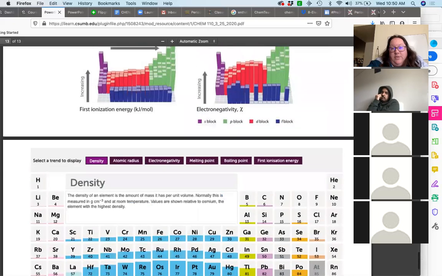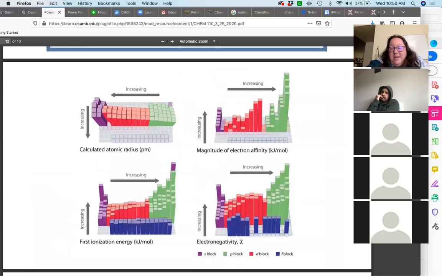I've shared several different tools with you. My recommendation is find one that you think is most useful for you in order to make sense of the trends. On an exam, I'm not going to ask you to state the trends because you can look that up. But I'm really hoping that you'll be able to explain the trends. So for example, if I give you this image, I'm going to ask you to explain why the atomic radius increases as we go from right to left.